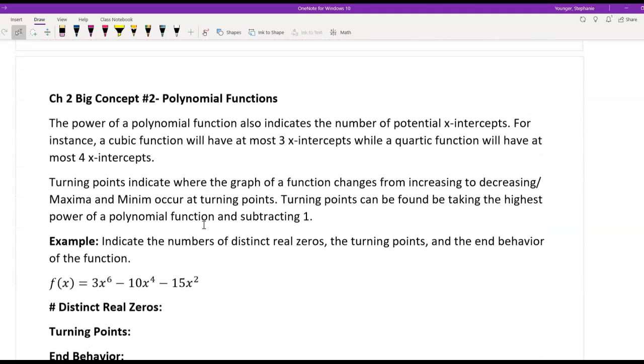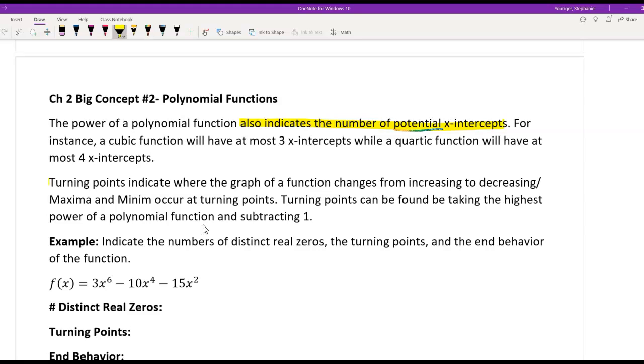All right, so now let's take a look at the power of a polynomial function. So the power also indicates the number of potential x-intercepts. Here's the key word, potential. For instance, a cubic function will have at most 3 x-intercepts, while a quartic function, to the 4th power, will have at most 4 x-intercepts.